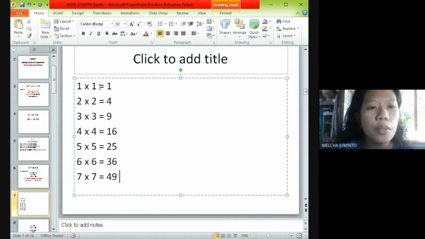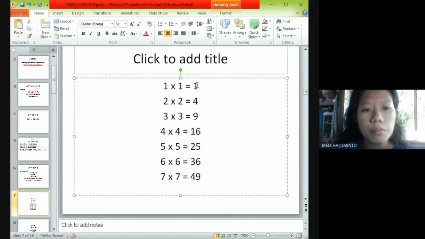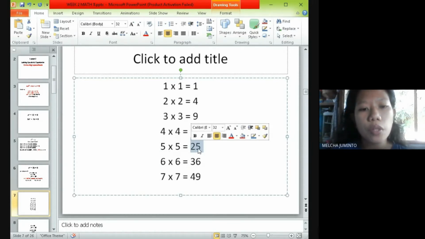Okay? Which means all these numbers, 1, 4, 9, 16, 25, 36, 49, are called squares. And to find the square root of these numbers will be the number multiplied by itself. For example, in our problem, we have 25. The two numbers multiplied are 5 times 5. Therefore, the square root of 25 is 5.